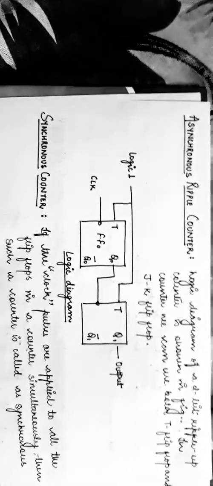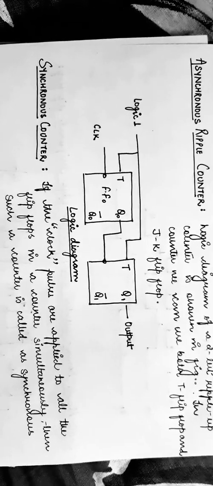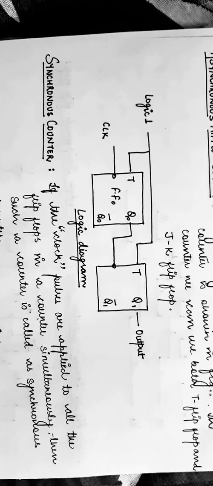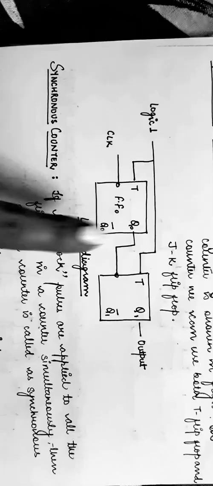Now we'll discuss the asynchronous counter. Here we'll see the logic diagram of a 2-bit ripple up counter, shown in the figure. Basically in counters we use two types of flip-flop, the T flip-flop and the JK flip-flop. Here we have shown an example with a T flip-flop. Here we have taken two flip-flops. The output of the first, Q0, is connected to the input of the second flip-flop.